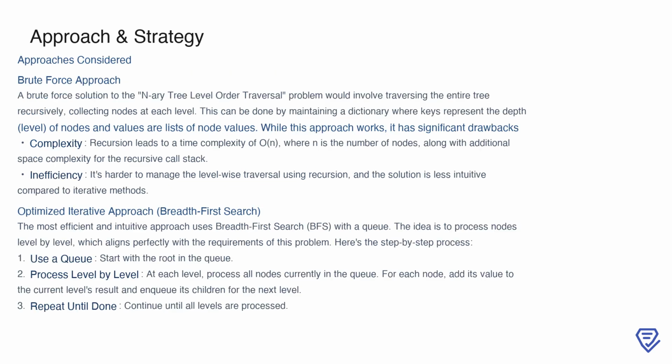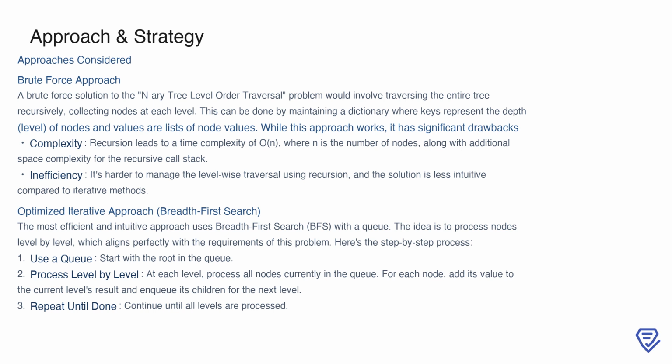To tackle the N-ary tree level order traversal problem, we first need to evaluate potential approaches. A brute force solution involves recursively traversing the entire tree while keeping track of nodes at each level. This can be achieved with a dictionary where keys represent the depth, or level, and values are lists of node values. While this approach might seem straightforward, it comes with some significant trade-offs.